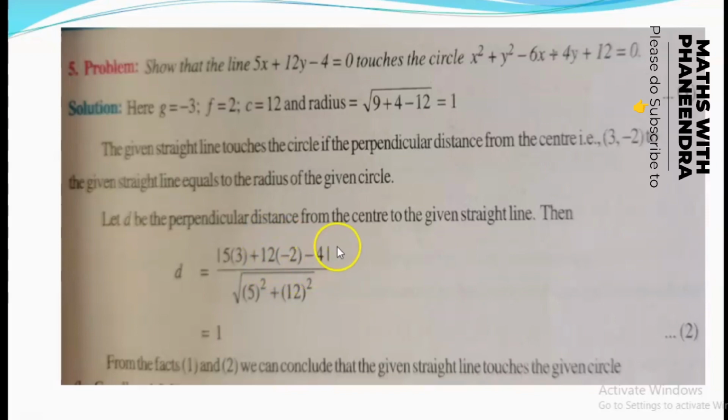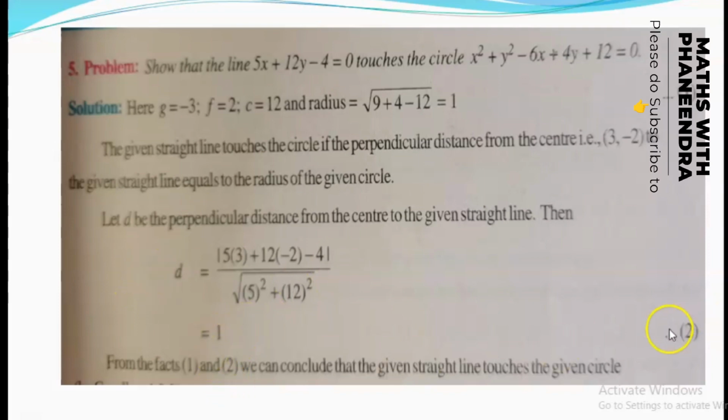That means in total, 15 minus 24 will become minus 9, minus 4, minus 13. Mod of minus 13 is plus 13. Square root of, in the denominator, 5 square 25 plus 12 square 144. 144 plus 25 is 169. Root 169 is 13. So 13 by 13 which is equal to 1. d value is equal to 1.